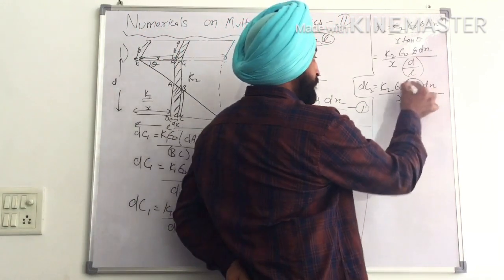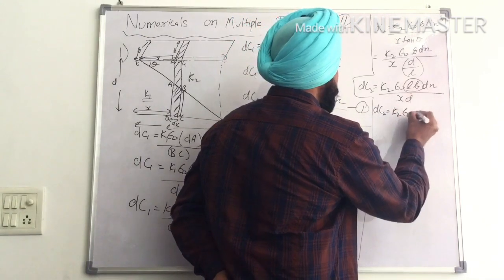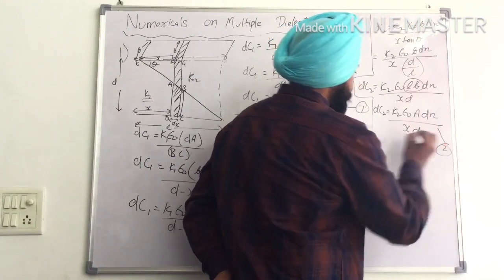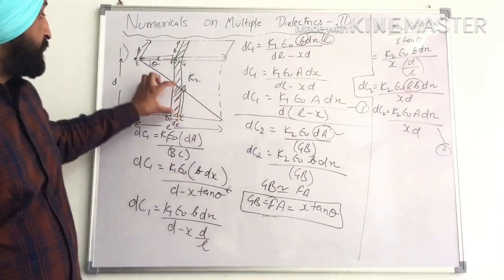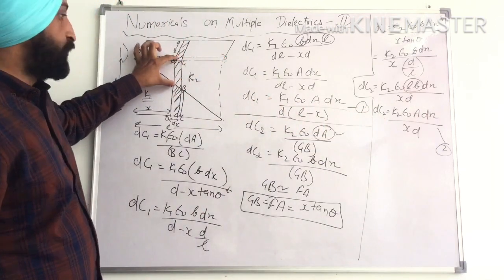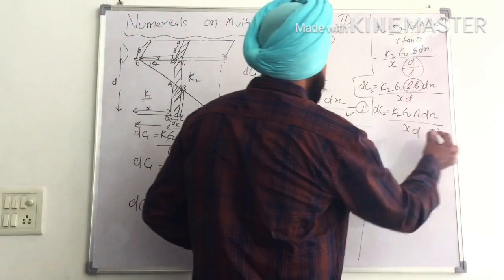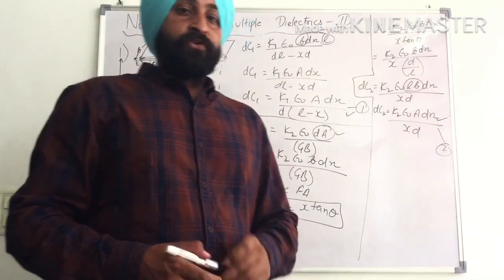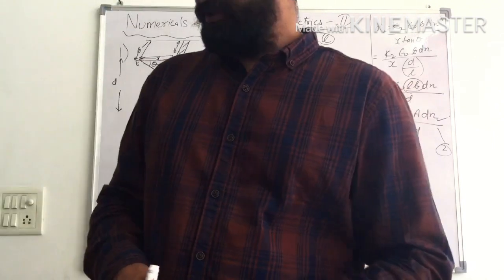Now again we can replace L into B by area, so our DC2 will come equal to this value. This is our equation number 2. So this is our equation number 1, capacitance of this small area, and this is our capacitance of this small area. So now we have calculated both DC1 and DC2. I think these calculations are clear. Now we will be adding them in series, and then we will be integrating to get our result.